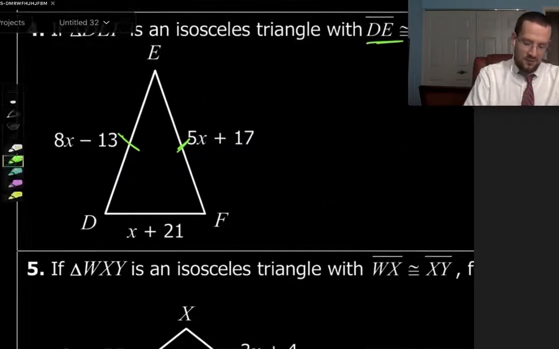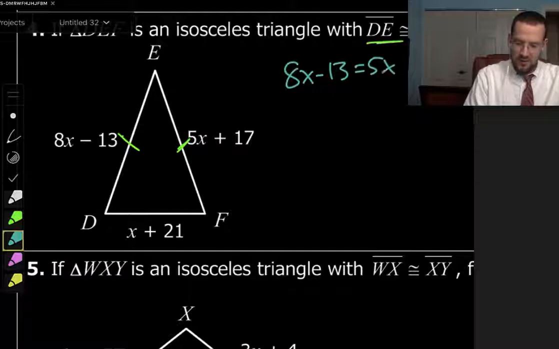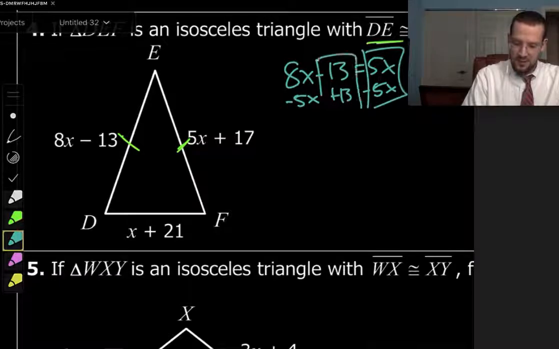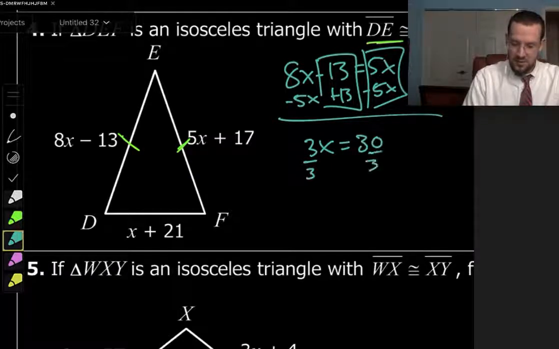These two things are congruent, and so they are equal. So we know that 8x minus 13 is equal to 5x plus 17. I'm just going to subtract the 5x from both sides. So these two cancel, and then I'm going to add my 13 to both sides. So these two cancel, and then I have a balanced equation. So we have 3x is equal to 30, divide both sides by 3, and we find x is equal to 10.